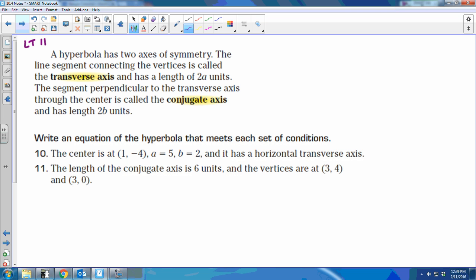So the line segment connecting the vertices is called the transverse axis and has a length of 2a units. The transverse axis is like the major axis if you're talking about ellipses. And so from the center to a vertex is A, so the whole thing would be 2a. That imaginary axis that we drew in earlier when we drew the rectangle, that's called the conjugate axis. It's perpendicular to the transverse axis, and it has a length of 2b units, because from the center to the side of that rectangle is b.